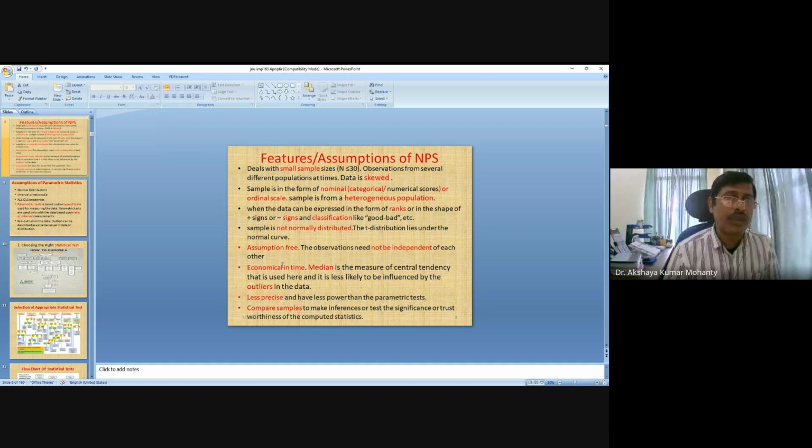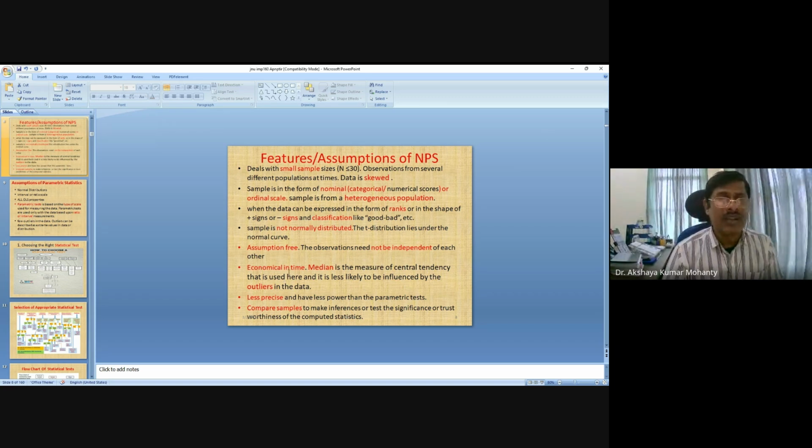And it's assumption free. The observations need not be independent of each other. Need not be independent, maybe dependent. So that's assumption free as well. And it is economical in time, so it takes much less time. And the median is the measure of central tendency that is used here, and it is less likely to be influenced by the outliers in the data.